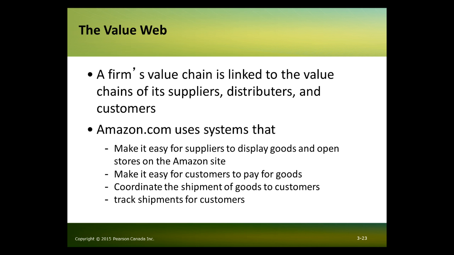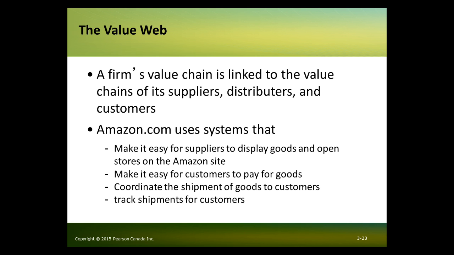Amazon was traditionally a bookseller, right? If you go into Amazon.com now, there's all kinds of booksellers. Small ones, large ones, Amazon itself. They make it easy for customers to pay for goods. They coordinate the shipments of goods. They track shipments for customers. So they will supply you, Amazon.com that is, with the wherewithal in order to do what they do very, very well. Why would they do this?